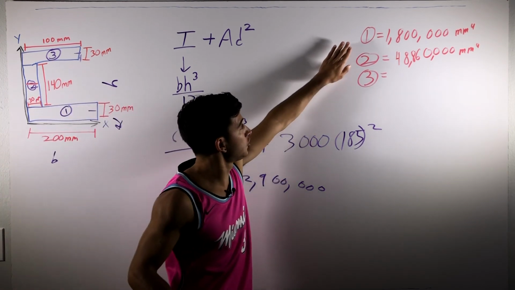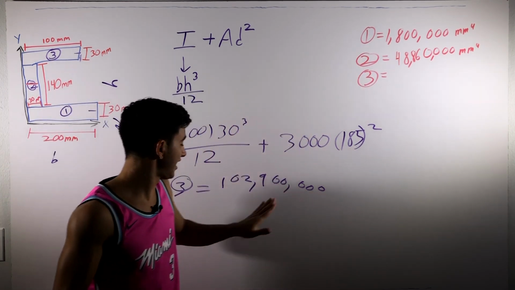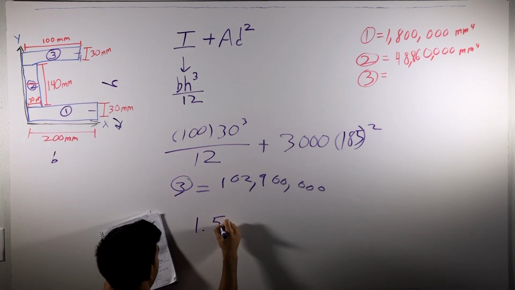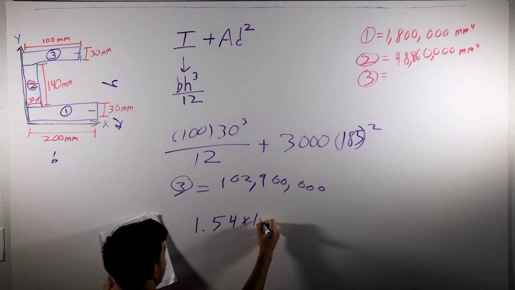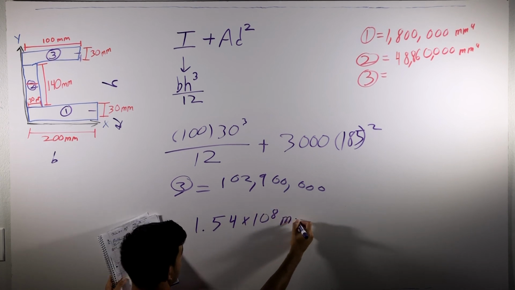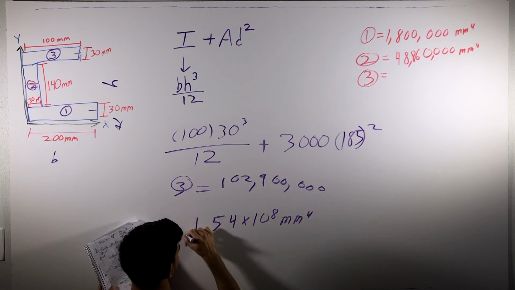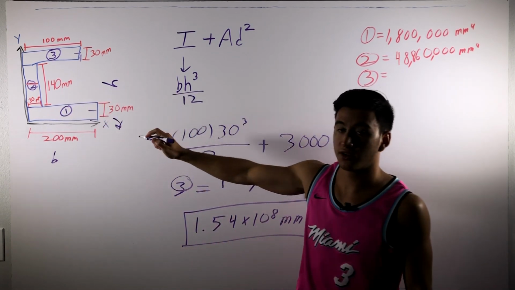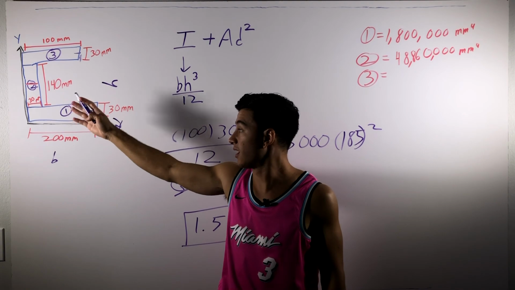All in all we have to do is add 1, add 2, and add 3 all together, and that'll give you a final answer of 1.54 times 10 to the 8th. Don't forget your units, millimeters to the 4th. And there you go. That is the moment of inertia for the cross-section of this beam about the x-axis.